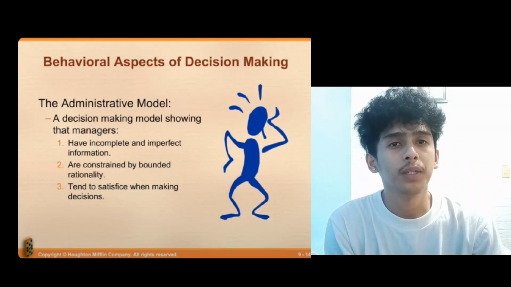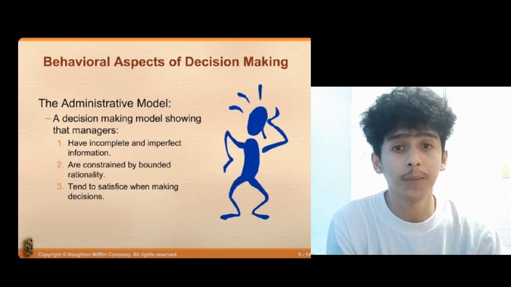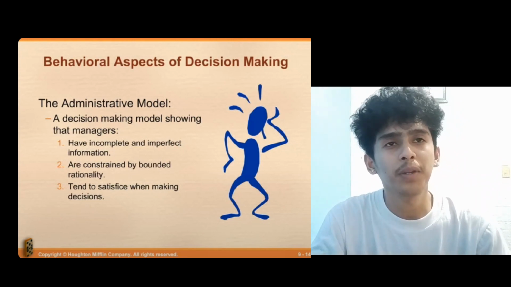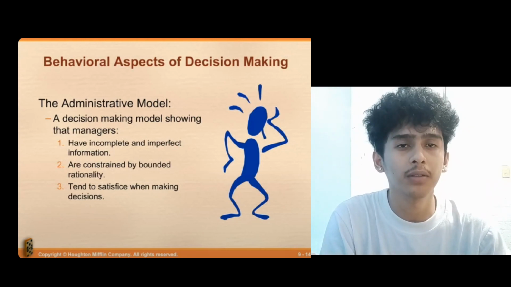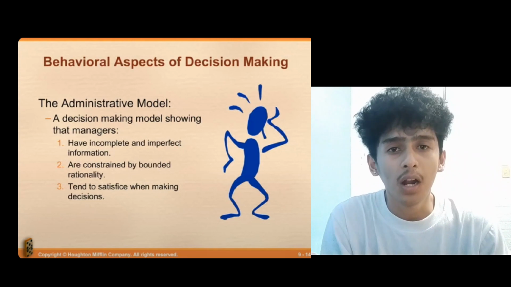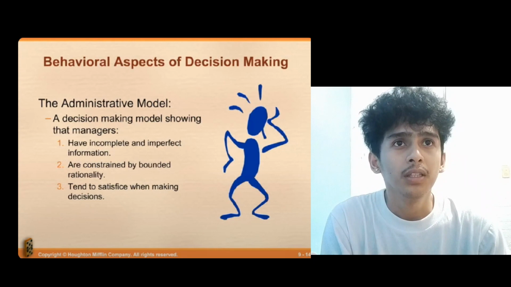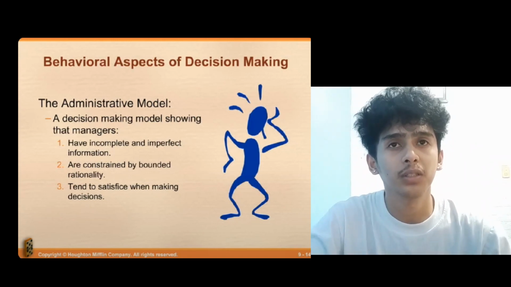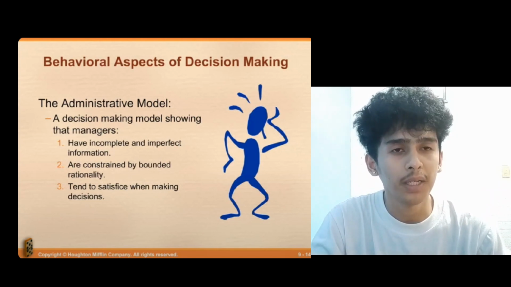Behavioral aspects of decision making. The administrative model: a decision making model showing that managers, number 1, have incomplete and imperfect information. Sometimes managers don't have enough information and they still rely on other members of an organization. Number 2, are constrained by bounded rationality. Instead of choosing the best decisions, managers choose from the possible alternatives they have. Number 3, tend to satisfice when making decisions. They often accept the available options they have when making decisions.